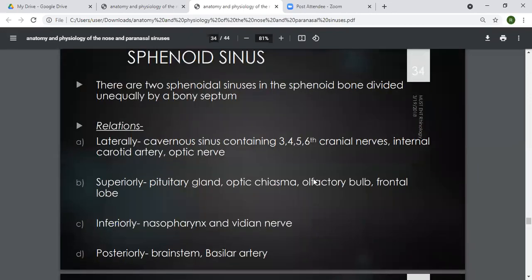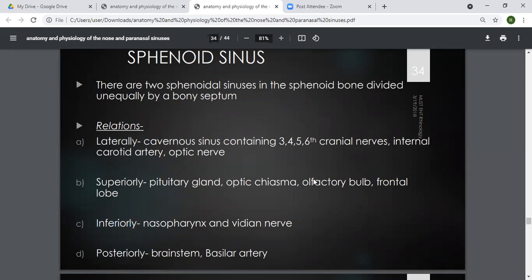The sphenoid sinus. These are found, there are two, and they are divided unequally by the sphenoid bone, by the bony septum that separates the two sinuses, and they are not usually the same size. You find one is bigger than the other.